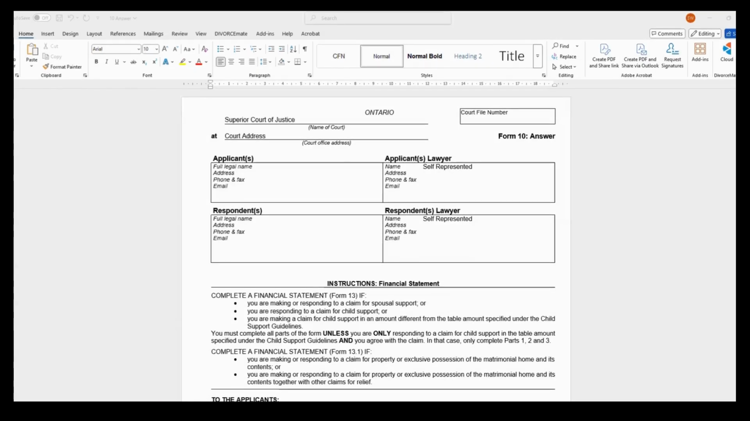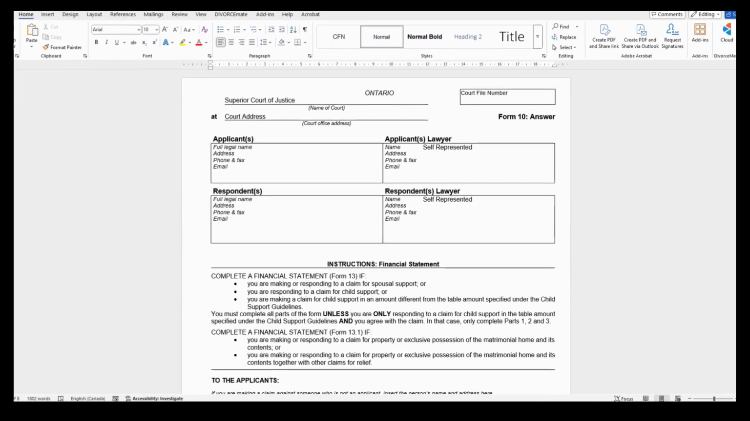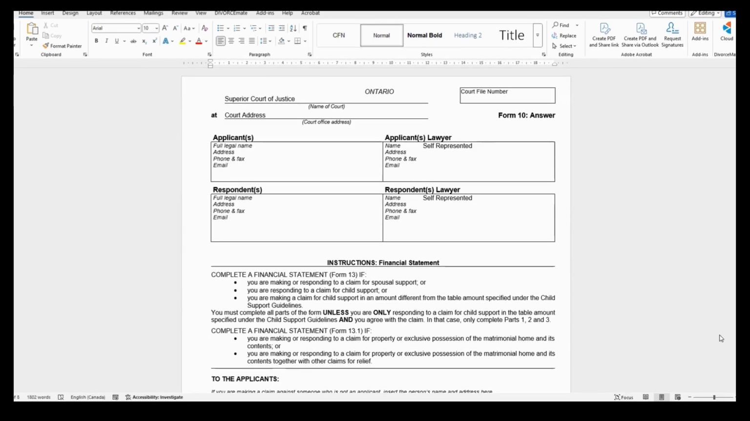So you receive the application and you see that there's your first appearance court hearing on there. Very important that you attend that. Okay, it's mandatory for you to attend. Now, you have 30 days from the day that you were served to serve and file your answer.